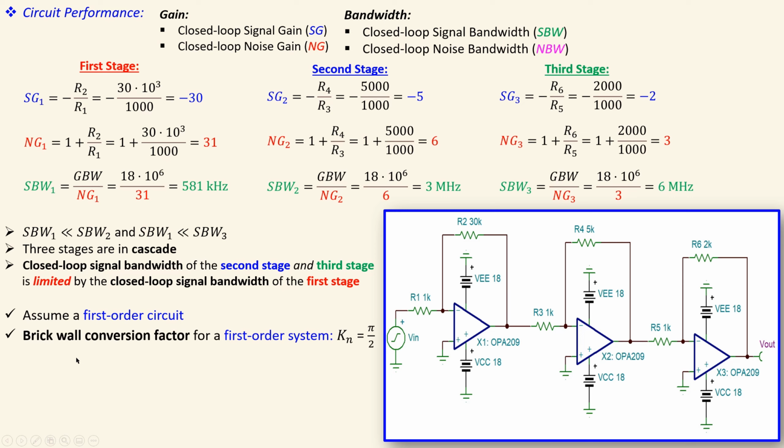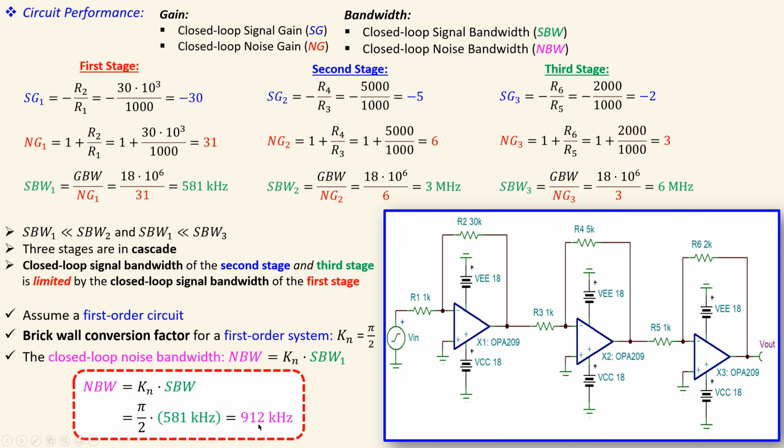Now, using the Brick Wall conversion factor for the first-order system, which is given by Kn, which is pi over 2, that will be used to convert our signal bandwidth to noise bandwidth. So the closed-loop noise bandwidth will be this conversion factor times the signal bandwidth of the complete circuit, which is in this case determined by the first stage. Now if you do the math here, you will get 912 kilohertz. That is the noise bandwidth that will be used for all parts in our circuit.